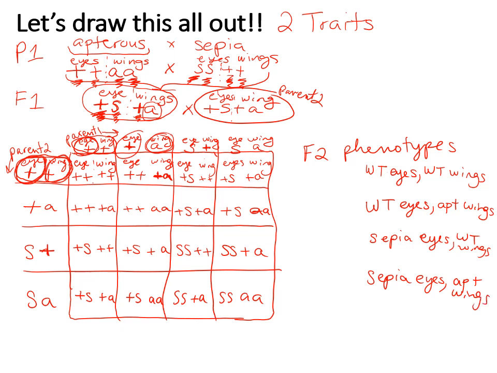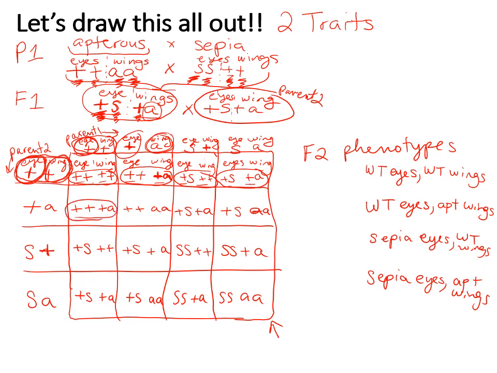Okay, and so we're going to look at the individual little squares on this Punnett square to figure out which ones have wild type eyes and wild type wings first. So we have one wild type eyes, wild type wings. We're looking for any of the ones that for both traits have at least one plus symbol, because that's dominant. 2, 3, 4, all of these, notice each trait has at least one plus symbol. Okay, so that's 4 wild type.